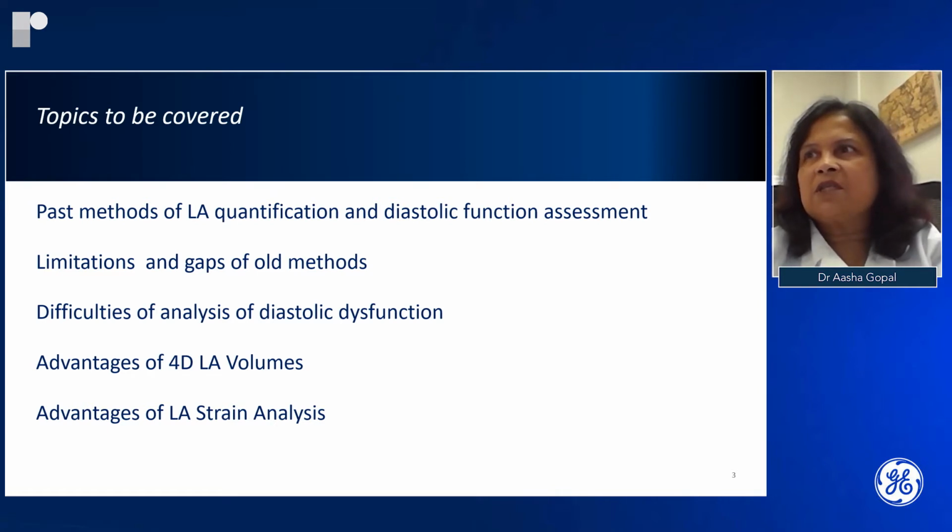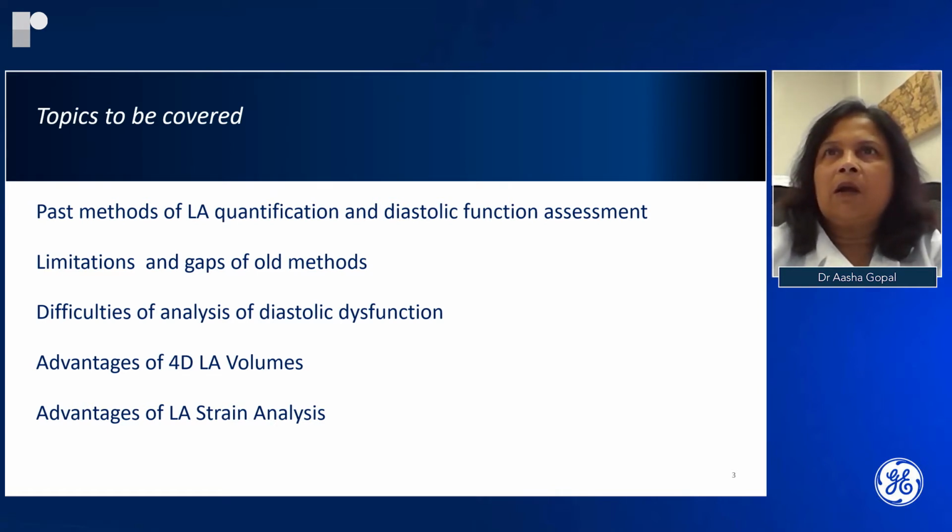So the topics that we're going to cover today are basically past methods of LA quantification and diastolic function assessments, limitations and gaps of old methods, difficulties of analysis of diastolic dysfunction, and advantages of what 4D LA volumes bring to the table. And lastly, advantages of LA strain analysis.